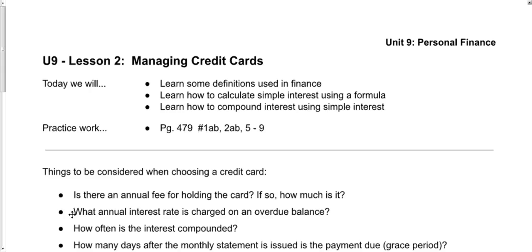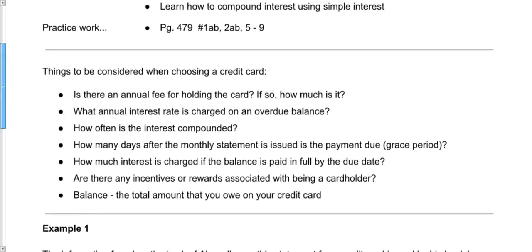In this particular lesson, we want to talk a little bit about how to manage your credit card situation. We want to talk about some different definitions that are used, how things are calculated in terms of simple interest using a formula, and how to use compound interest using simple interest. As we go through, we want to identify what you should think about when you're choosing to buy a credit card.